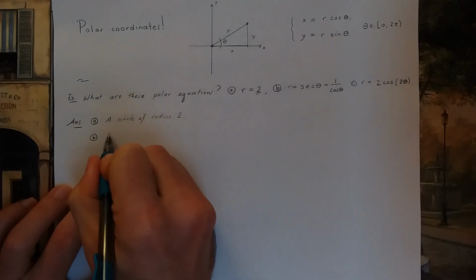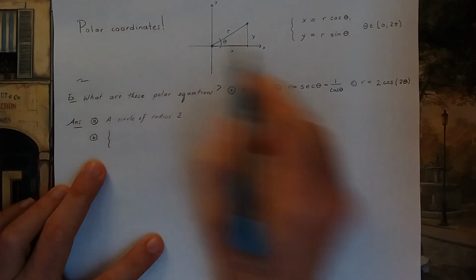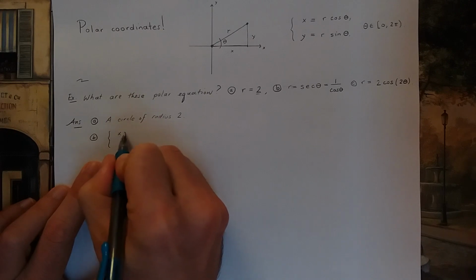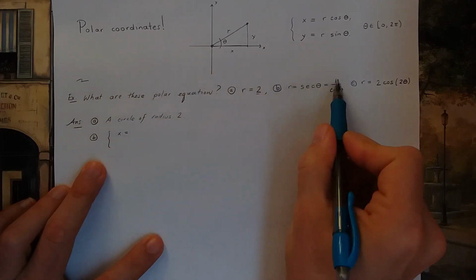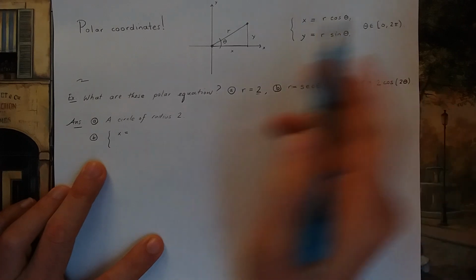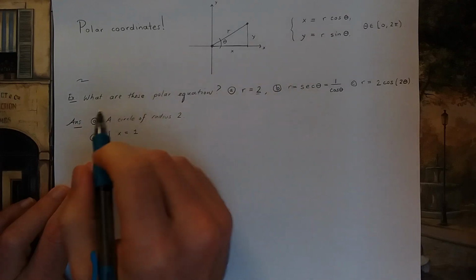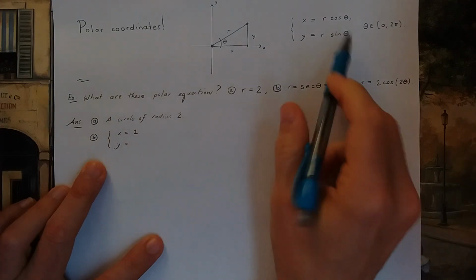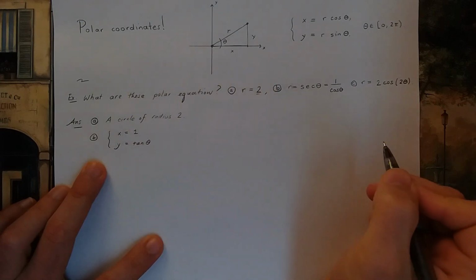Let's do B. So if I do B, my polar equation turns into a parametric equation, and I get x is, well, if r is 1 over cosine theta, x would just be 1, I guess, and y would be sine over cosine, which is tangent theta.